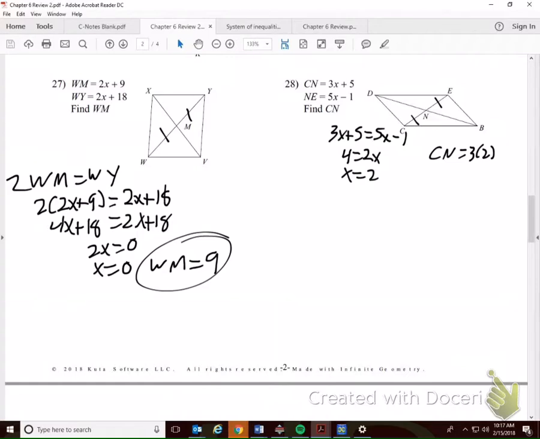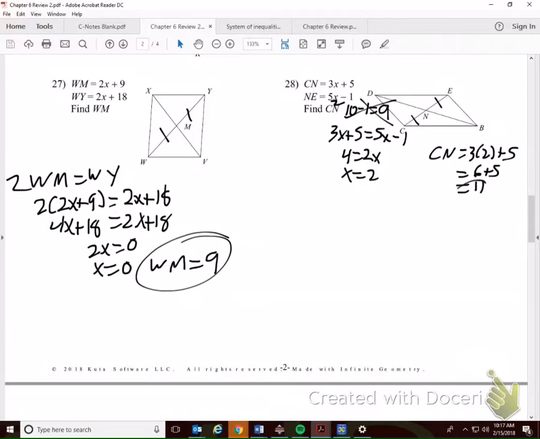This is wrong, but I still want to show you what I did, just so you know how you catch yourself. So I'm told to find CN. So I find CN, and I get CN equals 11. So I'm like, okay. Now, if I don't go back and check my work, I end up getting this wrong. So I'm going to go back and check my work. I know that CN is 11, which means that NE should also be 11. But if I plug a 2 in there, I get 5 times 2 minus 1, or 10 minus 1. That gives me 9. Notice, 9 and 11 are not equal to each other. So I did something wrong.